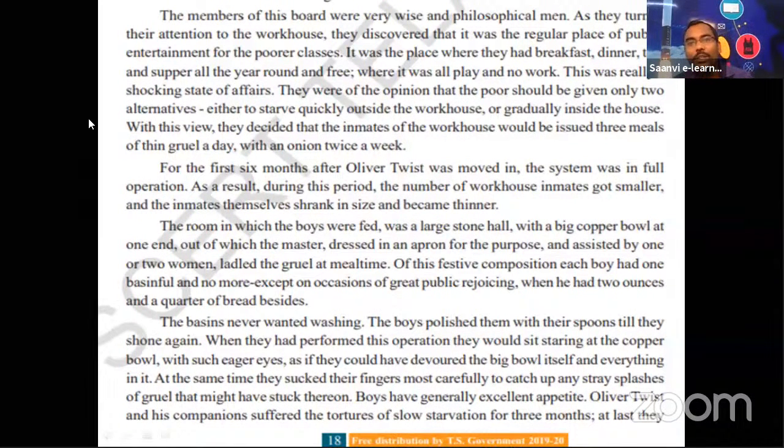They were of the opinion that the poor should be given only 2 alternatives. 2 alternatives, underline that word as well. Either to starve quickly outside the workhouse or gradually inside the house. With this view, they decided that the inmates of the workhouse would be issued 3 meals of thin gruel a day with an onion twice a week.